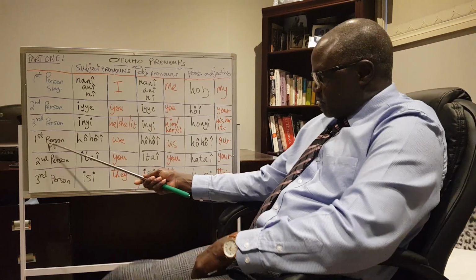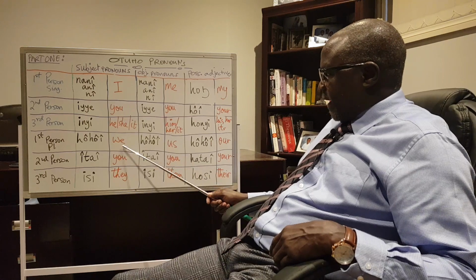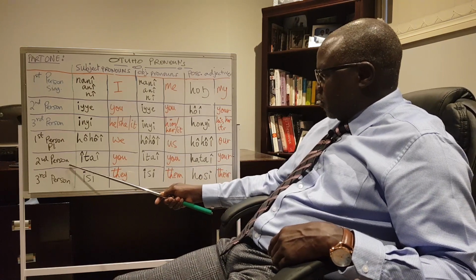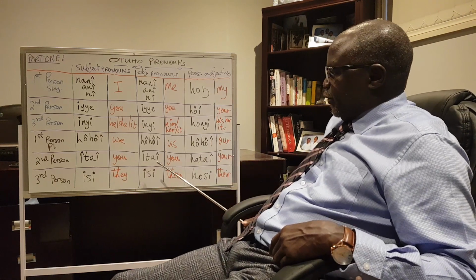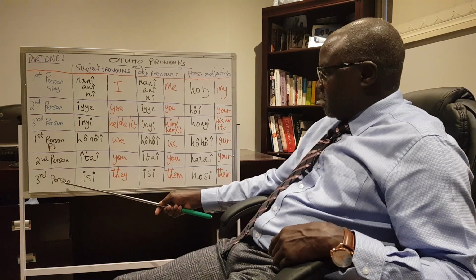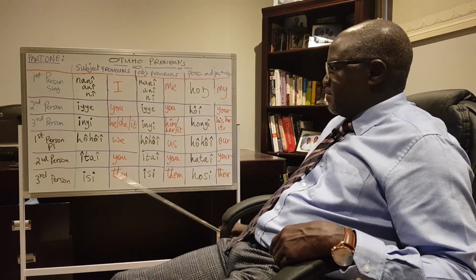Now in the first person plural, in English we have we and us. In the second person plural, you have you and you. And then in the third person plural plus a thing, you have they and them.